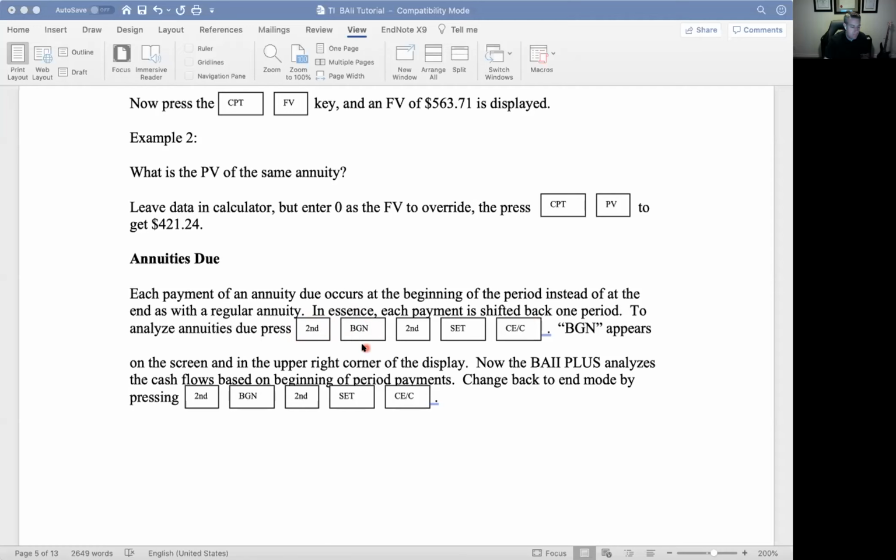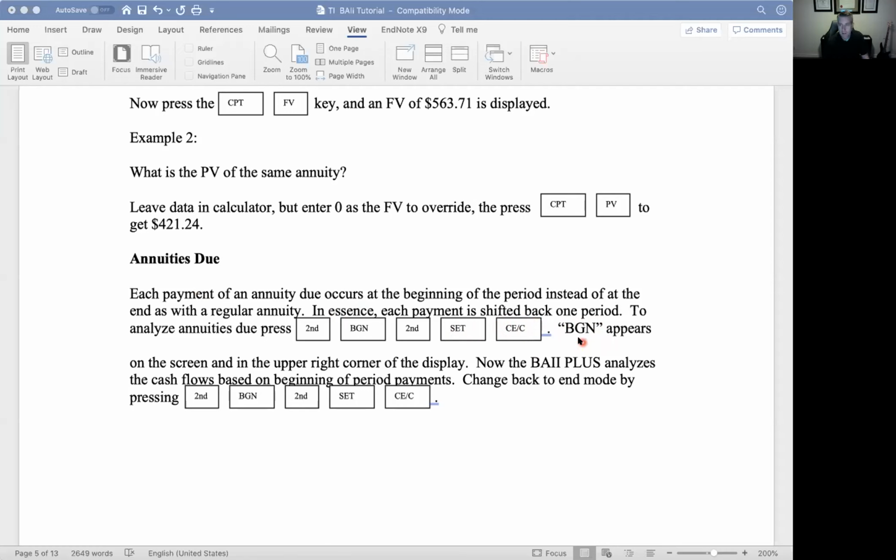Can anybody see which button we have to hit for BGN? It's the PMT button. Do you see it? It's one of the white buttons. Right above the PMT, you've got the writing BGN. So hit second, BGN, then hit second again, hit set, and set is right above the button that says enter on it. And then you can hit the CE over C button, and you should see BGN appear.